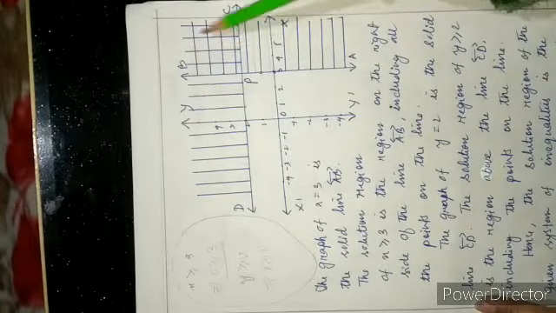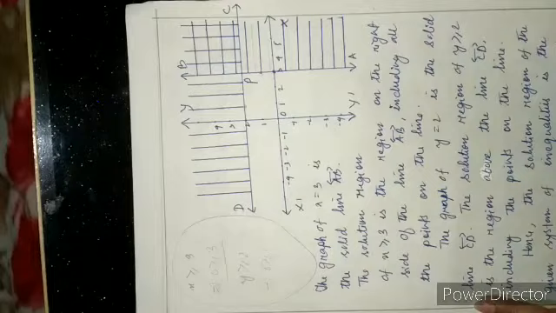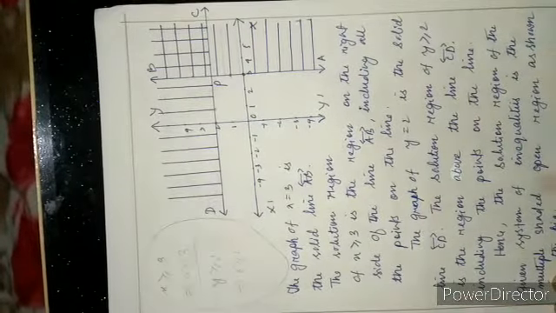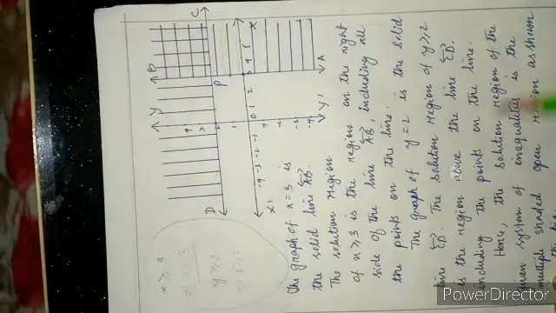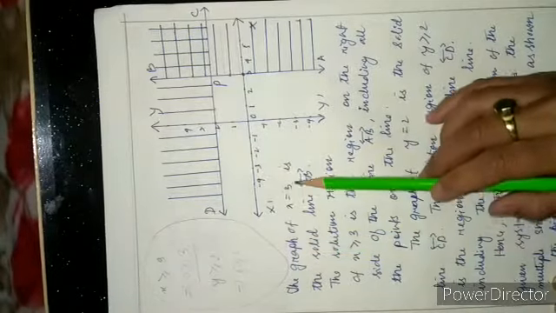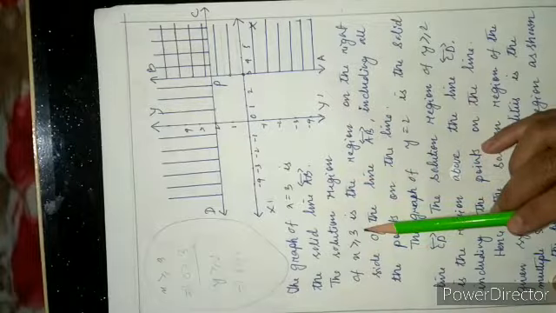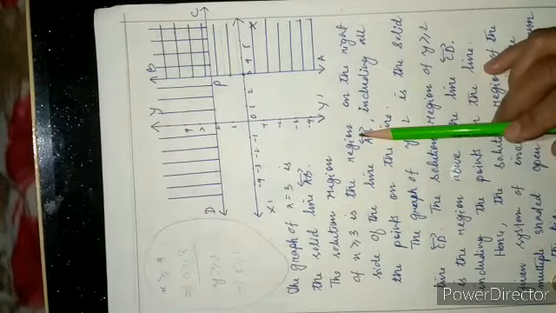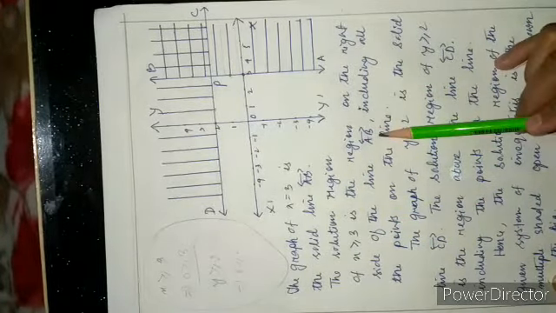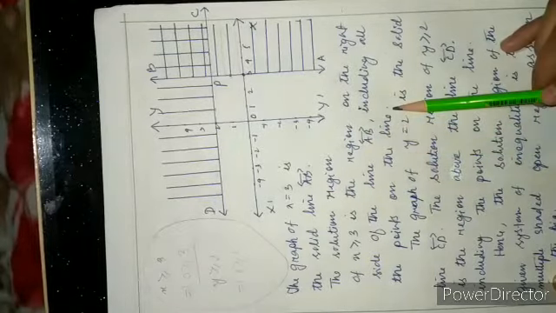This multiple set represents the solution region of the system of inequalities. By graph, the graph of x is equal to 3 is the solid line AB. The solution region of x greater than or equal to 3 is the region on the right side of the line AB, including all the points on the line.